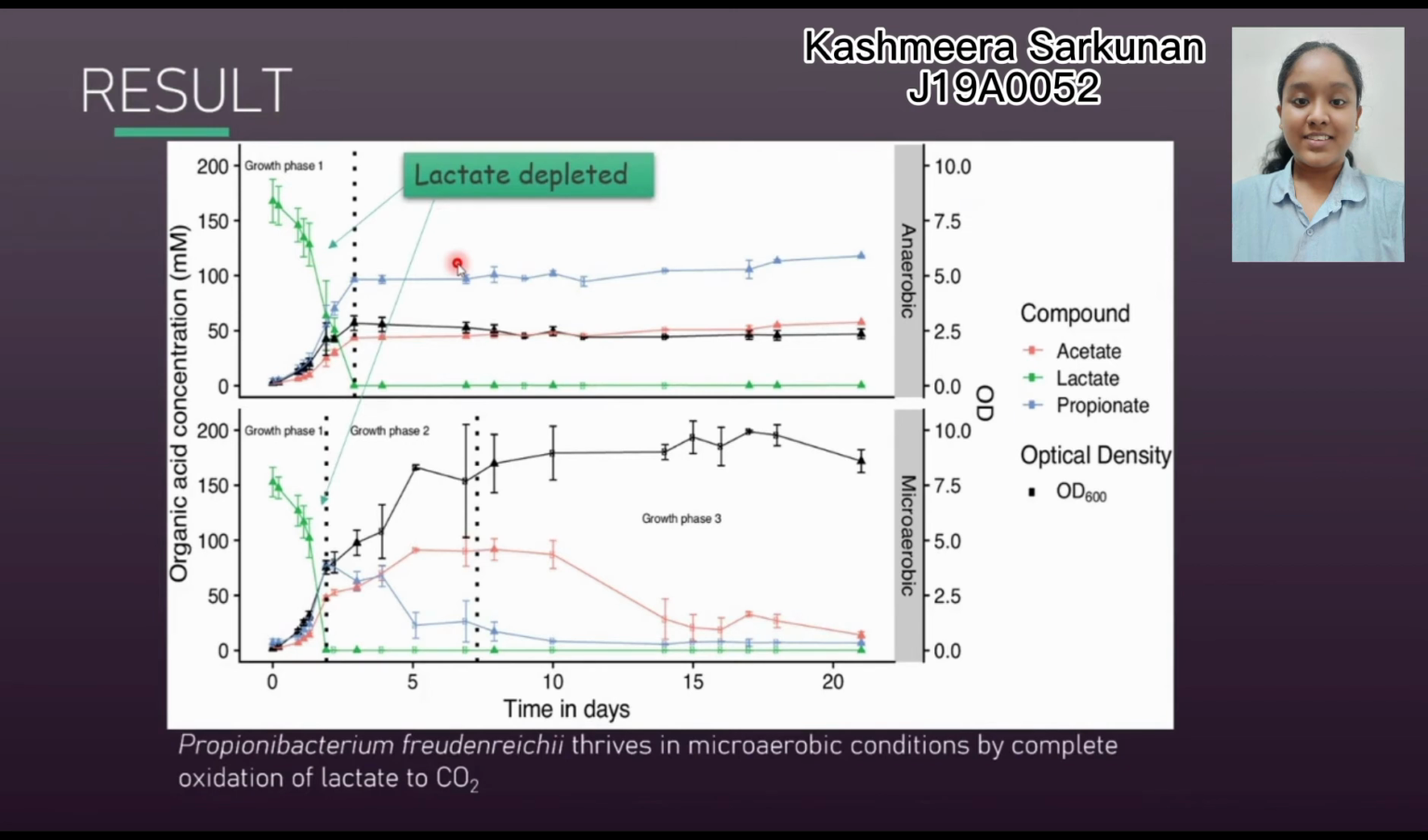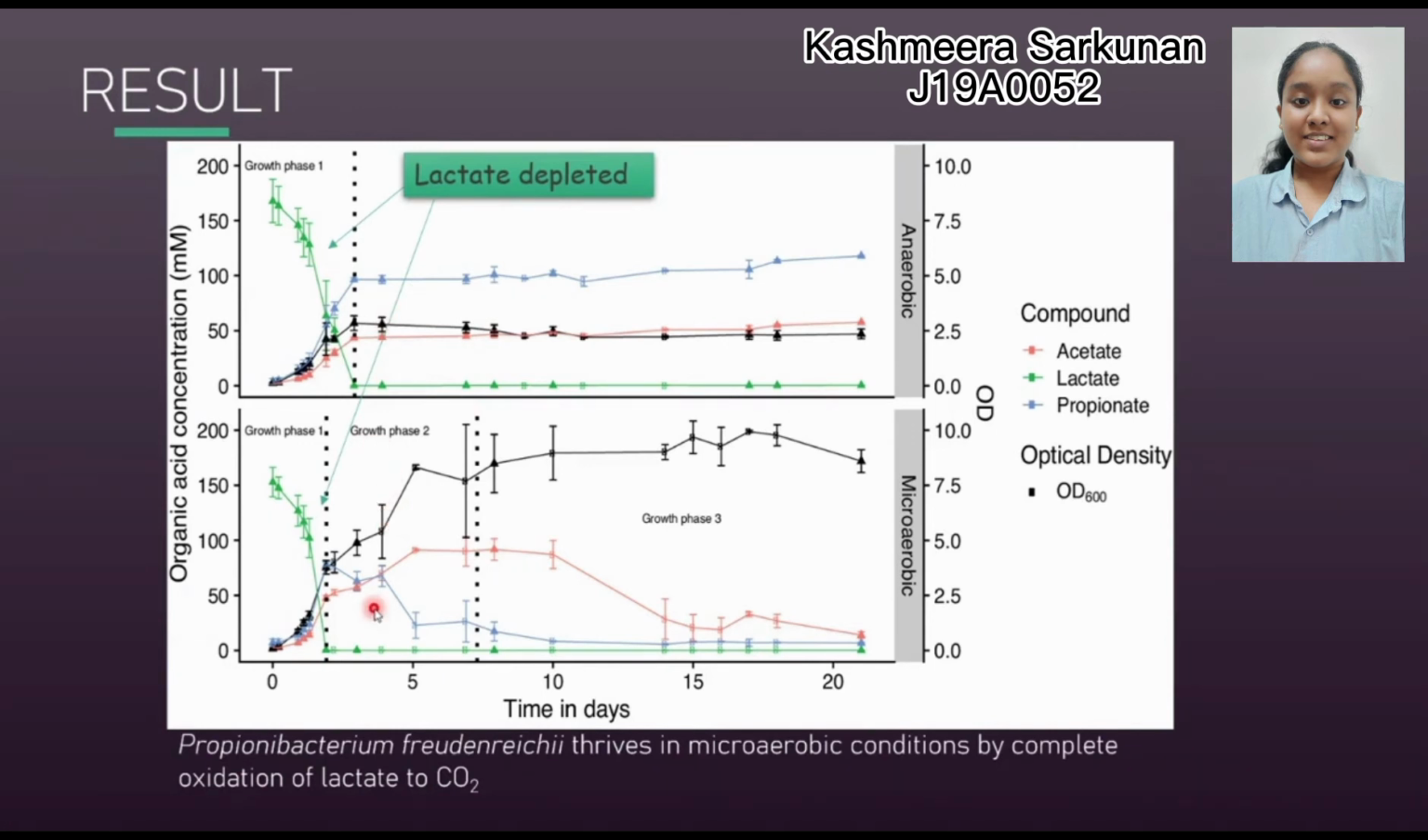Focusing on microaerobic condition, there is a higher maximum growth rate and biomass achieved in lactate consumption phase, which I will explain more when I show you the proteomics data that we get. Moving on to the anaerobic fermentation of lactate, it shows that there is an average yield of cell dry weight compared to microaerobic conditions.